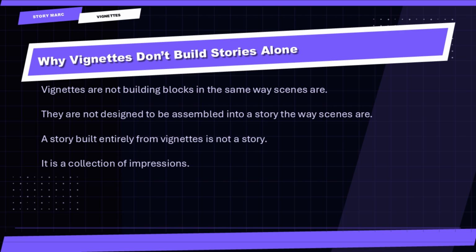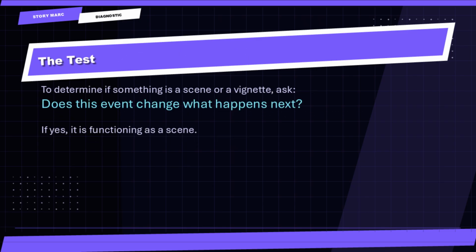Now, I'm certain someone on the other side of things is going to try to say, "But actually, this had that in it," and point out something they like that does that, which they want to copy. So, to address that, I'm going to give you a test and an example, which will make clear the difference. Here are the two questions you must answer to determine if something is a scene or a vignette. Does this event change what happens next? If yes, it's functioning as a scene.